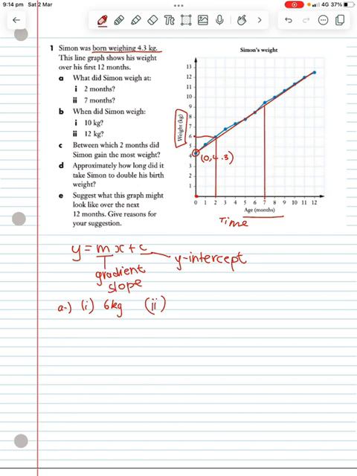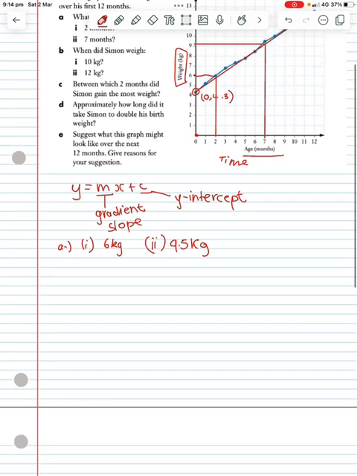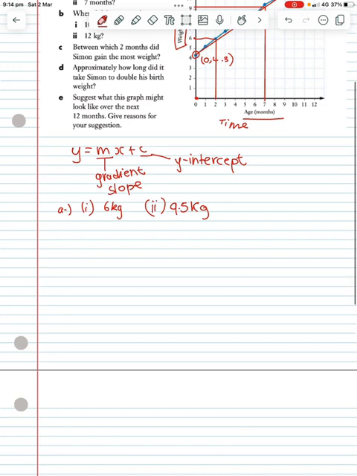7 months, we're going to do the same thing, up to our line, across. Oops, I went a little below, so I'm going to say that's 9.5 kilograms. Just make a logical estimation. I can see that somewhere between 9 and 10, I'm going to go 9.5. You could do 9.3, you could do 9.6, as long as it makes sense.